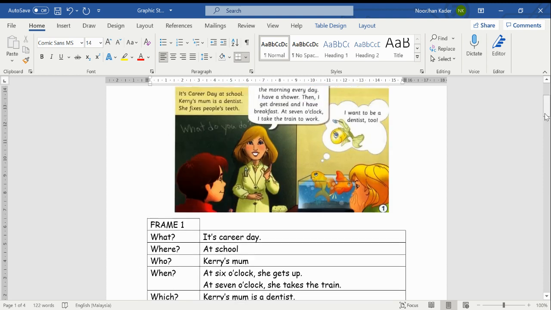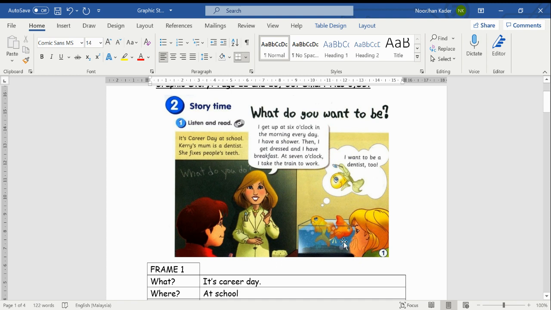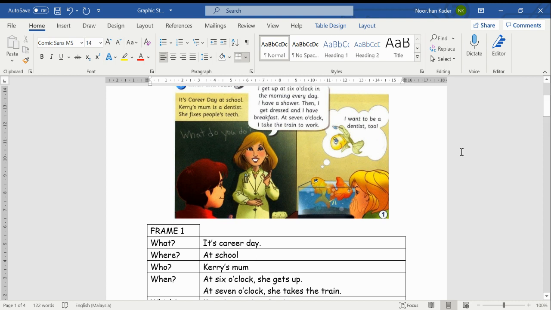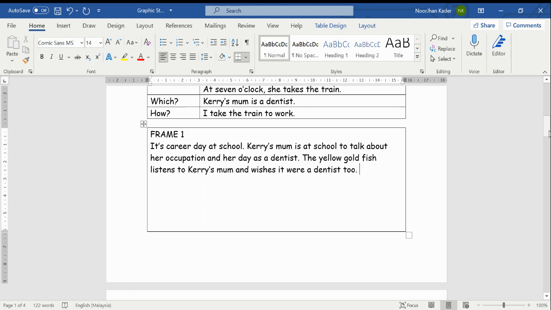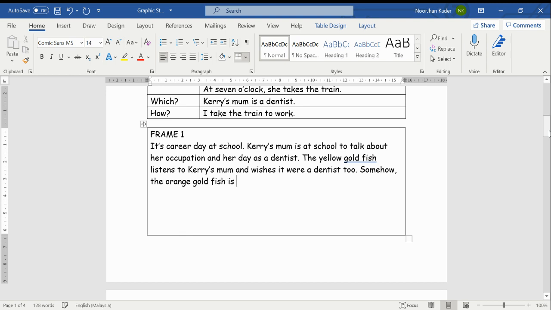But there's another supporting character here, which is the orange goldfish. But the orange goldfish is just quiet. It doesn't say anything. It doesn't respond. It just quietly goes off, ignoring the yellow goldfish. Okay, so you can use some sentence connectors. The orange goldfish wishes not to respond. Okay, that's the first one.